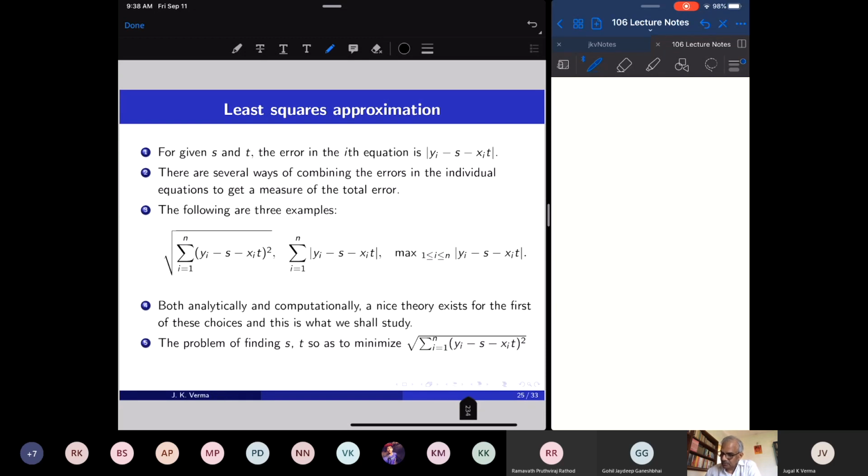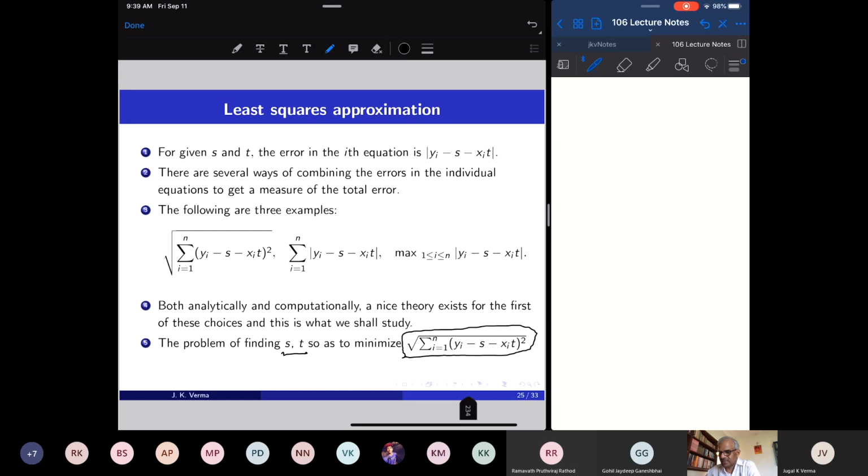So the problem is to find the parameters of a straight line which we are trying to fit in the data, and we want to minimize this function. Minimize the square root of the sum of squares of the errors. So that's why it is called least square approximation. We are minimizing the sum of squares of the errors. The unknown quantities are s and t. What is that straight line s plus tx, so that this function is minimized?